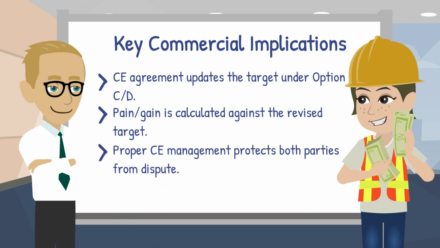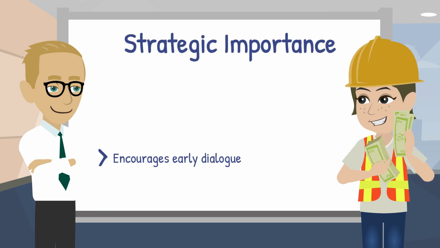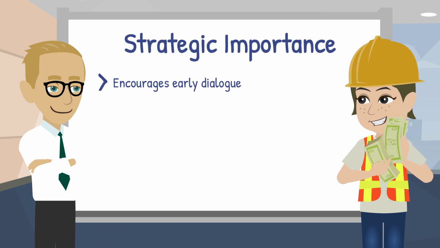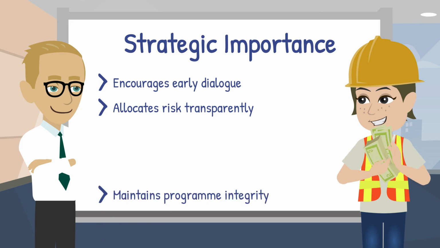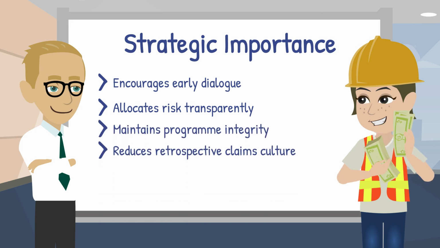Proper CE management protects both parties from dispute, and failure to follow the process can result in loss of entitlement. Core Clause 6 is not just an administrative tool, it is the engine of change management under NEC4 ECC. When used correctly, it encourages early dialogue, allocates risk transparently, maintains program integrity, and reduces retrospective claims culture. In practice, strong CE discipline is often the difference between a collaborative NEC project and a dispute-driven one.